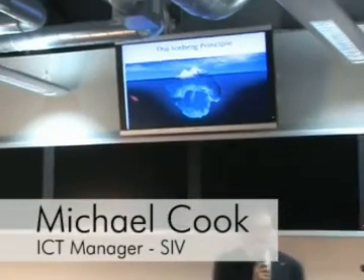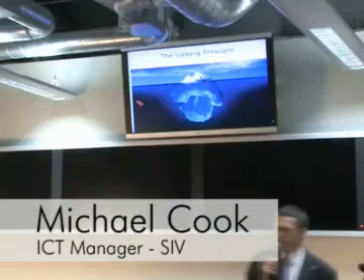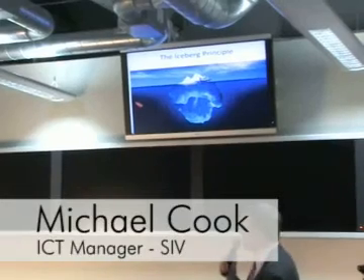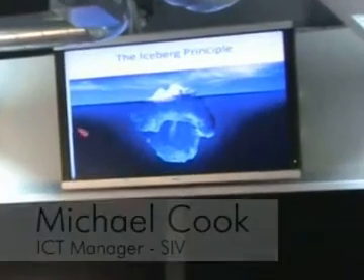I'm not sure if anybody's come across this before, but it's an analogy that I've seen used a couple of times, and I thought it'd be appropriate to use today. The iceberg principle, as I've called it. You see icebergs, all you see is what's floating on top of the surface of the sea. What you don't appreciate always is what's underneath.